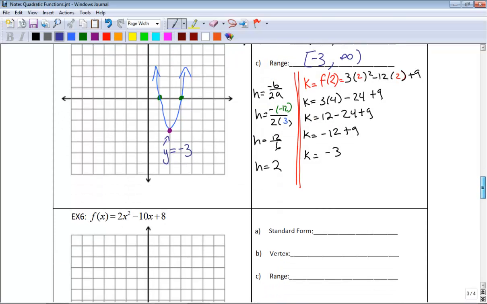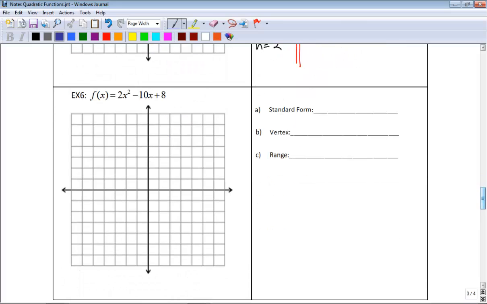All right, let's look at the last one, finding the standard form, before we get on to the next part in this section. So again, need to find standard form. In order to find standard form, I first need to find my vertex. So let's identify A, B, and C. So A is equal to 2, B is equal to negative 10, and C is equal to 8. So let's go ahead and find the H value.